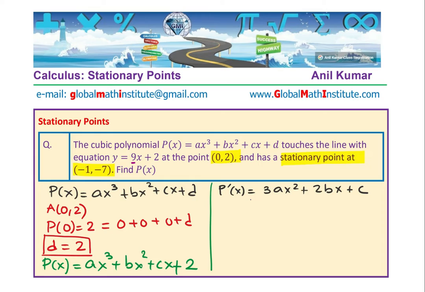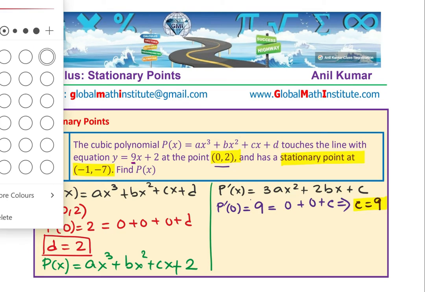We know one thing, that the derivative at 0 is 9, right? So if I substitute 0 here, I get a value of 9. Substituting 0 will be 0 plus c, right? So that gives us the value of c as 9, correct? So we know c also.